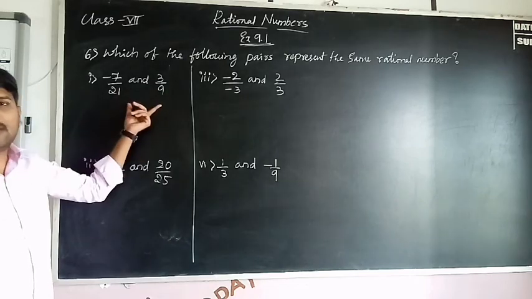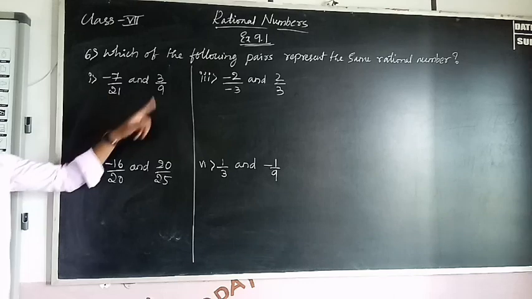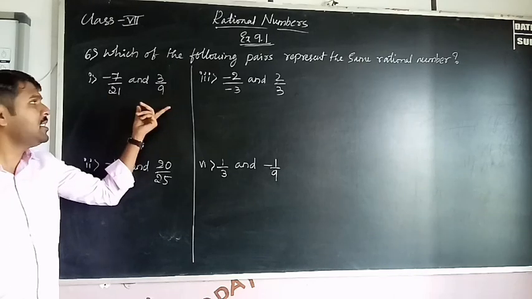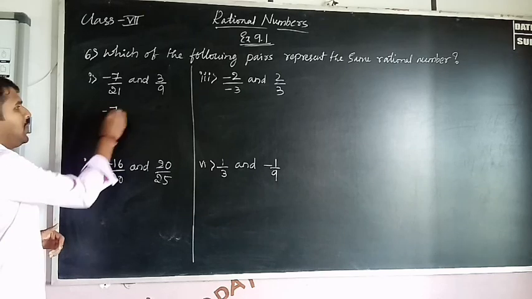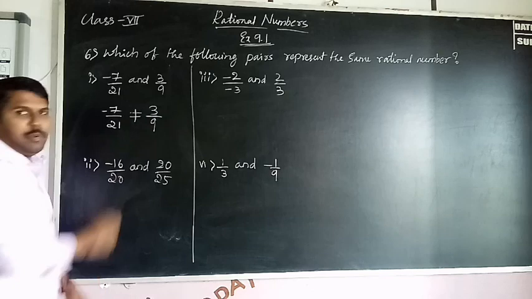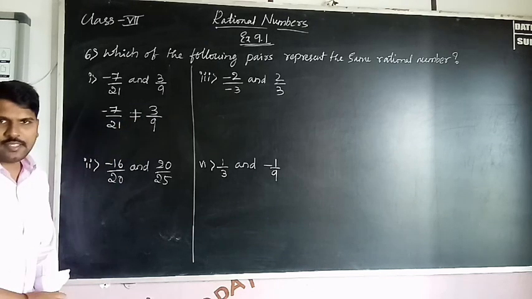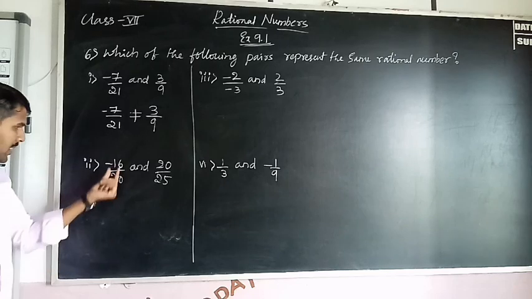How to check whether these two rational numbers are equal or not? First, here a minus sign is there, here there is no minus sign. That means these two are not the same. So minus 7 by 21 is not equal to 3 by 9. Why? Because here minus is there, here plus is there. Okay, don't cancel anything. Now next, minus 16 by 20.